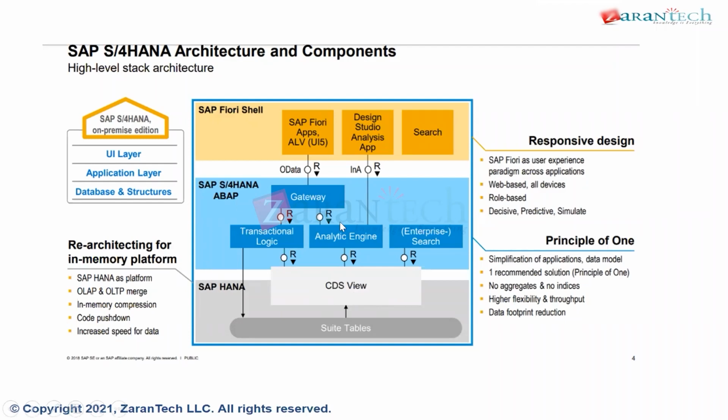And then the middle layer is the NetWeaver, where all the ABAP coding is stored, right? We have the transactional logic, analytical logic, and enterprise search. And we have the gateway through which all the data will be passed on to the presentation layer. In case of transactional apps, the data passes from the database through this transaction logic, through the gateway, and through SAP Fiori. In case of analytical apps, it passes through the analytical engine. Okay. So this is the architecture model of S/4HANA.